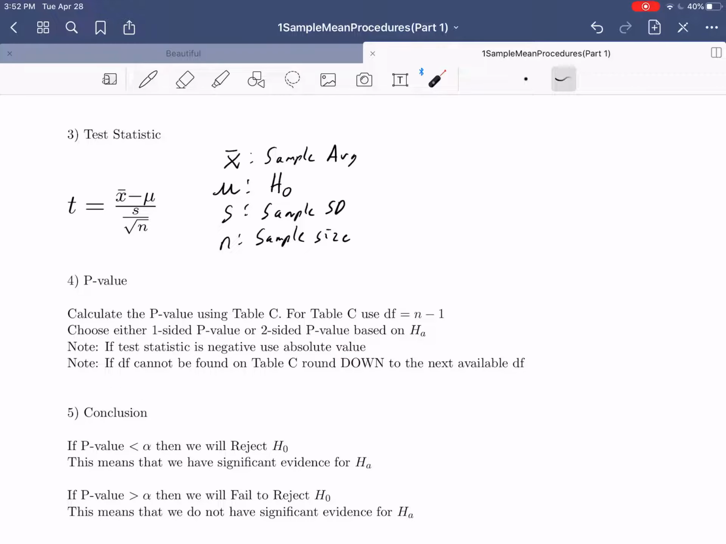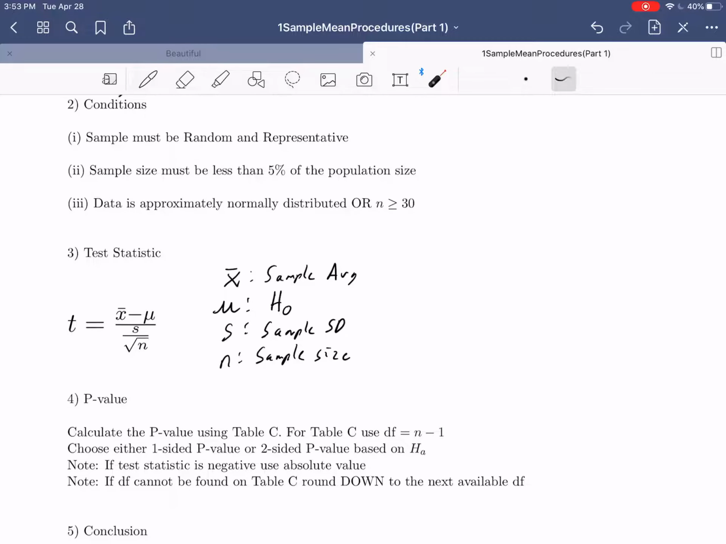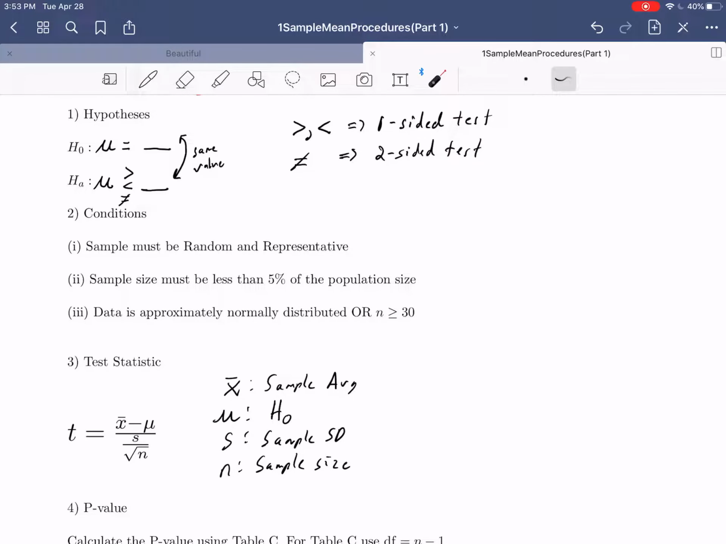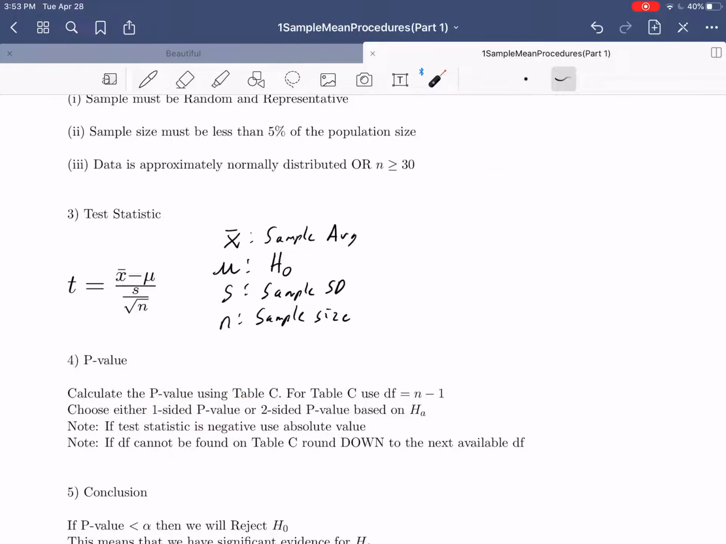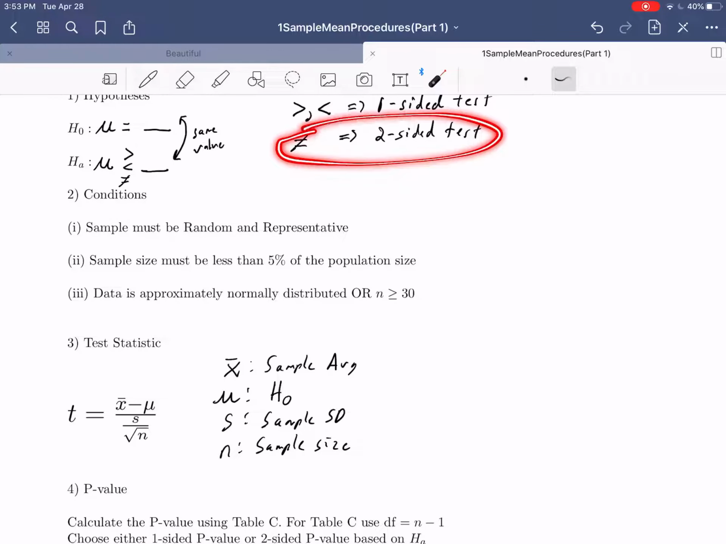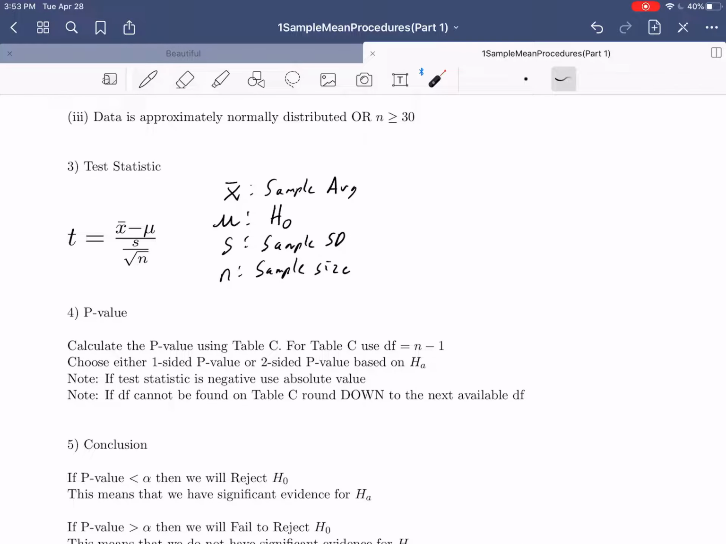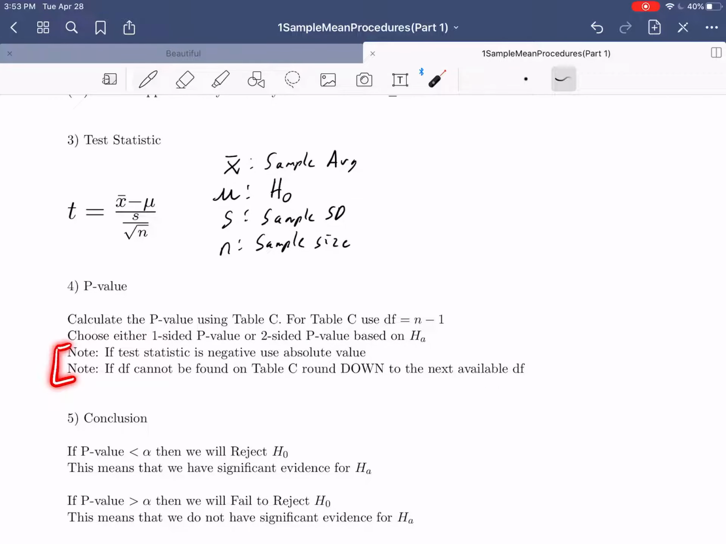You select which one you're going to use based on HA, the alternate. So if you're running an alternate that is greater than or less than, a one-sided test, you will use the one-sided p-value. If you're running a two-sided test, the not equals to, you'll use the two-sided p-value. And again, once we get into our examples, you'll be able to see that. A couple quick notes about this.